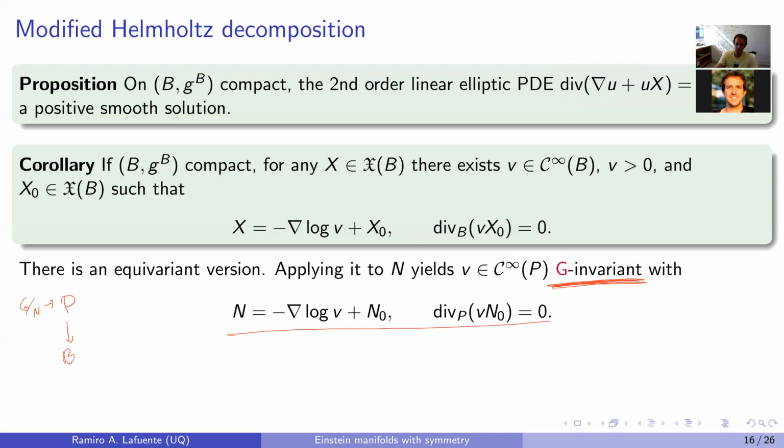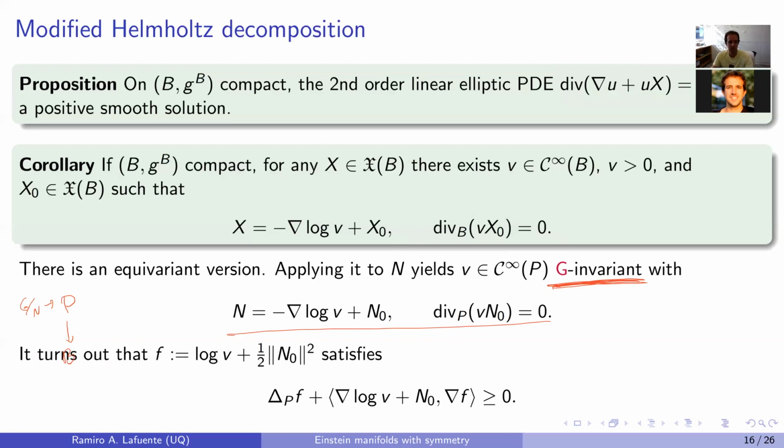Now, to make a long story short, it turns out that if you consider F to be the logarithm of this function V, and you need to add a correction term, which involves the norm squared of this remaining part of the mean curvature vector, which is not quite the divergence-free part, but what's defined up there. Recall that there's a unique such decomposition, so this is all well defined.